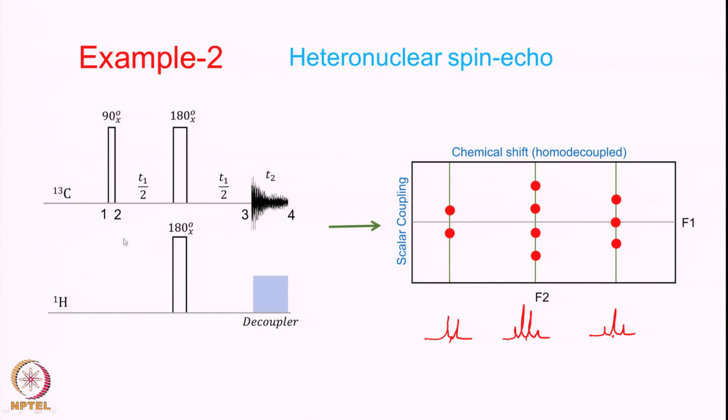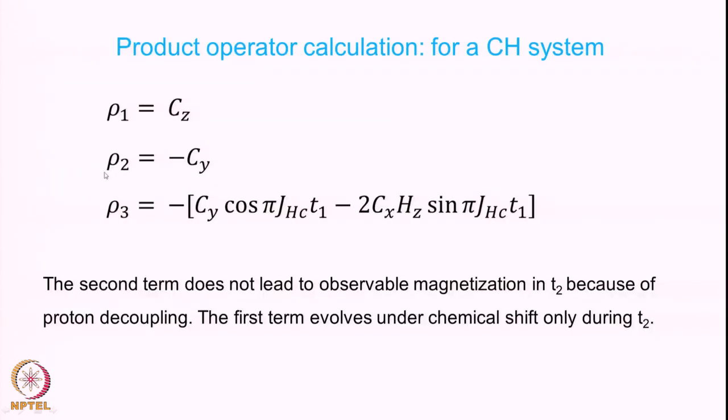So we will calculate the density operator using the product operator formalism, to see how the spin system will evolve through this pulse sequence. This is pretty straightforward, and let us see what is rho 1. Rho 1 is the Z magnetization of the carbon. I have applied the 90 degree pulse to the carbon, right. So initially I have the Z magnetization of the carbon. This is for a single carbon-proton system. Of course, we will not do the calculation for the CH2s and the CH3s, but that will be easily doable. We will demonstrate it for a simple CH system, how a doublet will come from here.